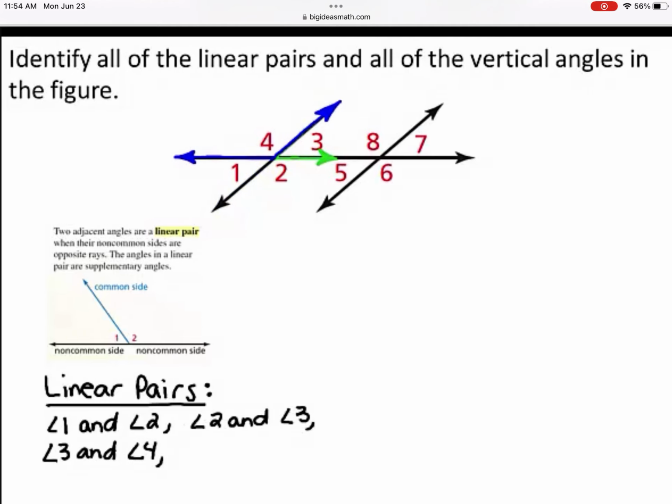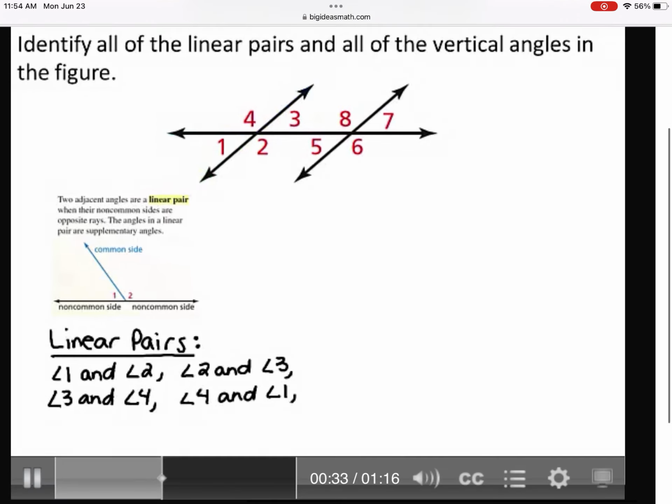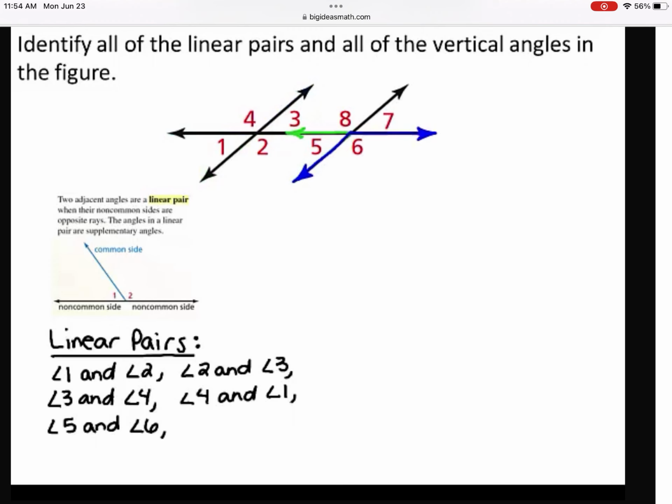and angle 4, angle 4 and angle 1, angle 5 and angle 6, angle 6 and angle 7, angle 7 and angle 8, and angle 8 and angle 5.